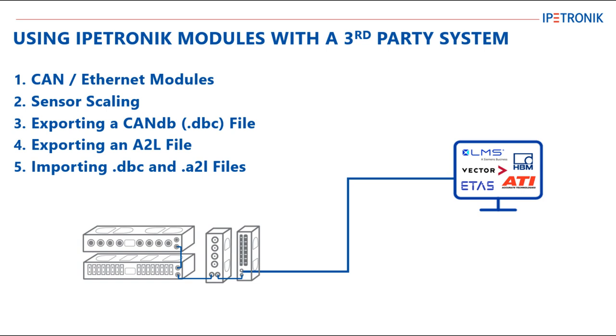First, we will look at the differences between the CAN and Ethernet-based modules, briefly touch on the sensor scaling inside of IP motion, and then export a DBC and an A2L file to bring into the other system. This also works the other way around, bringing third-party hardware into the IP motion software, so we will briefly take a look at how to do that to finish off.